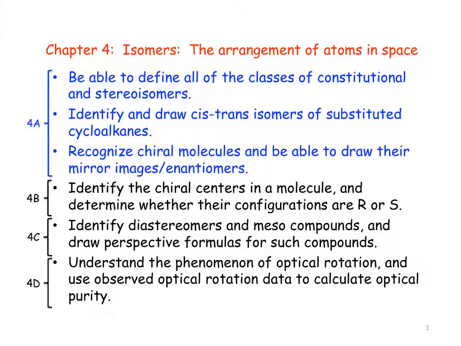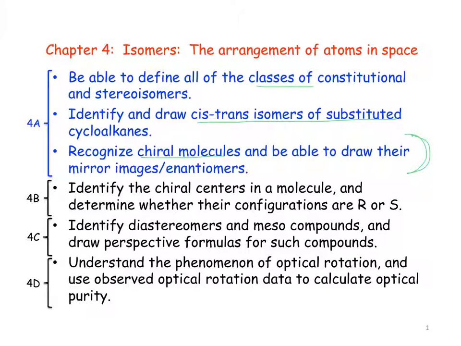In this chapter, we are going to carry on from our discussions of the three-dimensional shapes of molecules, and we're going to add a new little twist to that discussion. In this first video, we're going to mostly review different classes of isomers. We'll review the cis and trans isomers that we've seen before, and the new thing we're going to add is some types of isomers that involve chiral molecules.